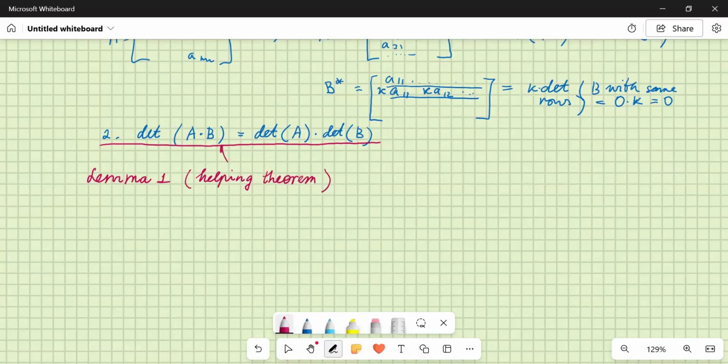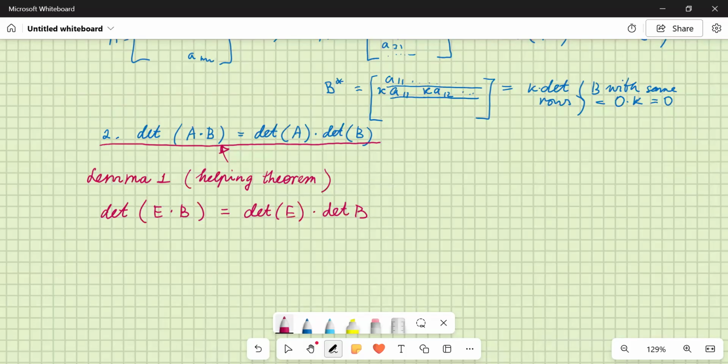So our major theorem is going to be this. It's going to help to prove that theorem. And the lemma is going to be next: the determinant of an elementary matrix multiplied by matrix B is going to be equal to the determinant of the elementary matrix times the determinant of matrix B. So we are trying to say that the theorem is going to work, but we don't know if it's going to work for any matrix A, but it's definitely going to work for elementary matrices.